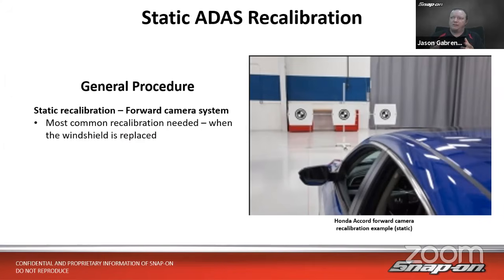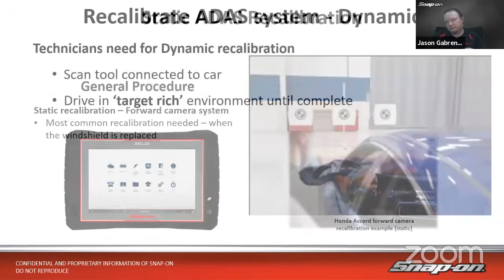For a static recalibration, you'll see those three targets a distance away. Now those are Honda targets. So of course you could also go to the OEM to get these targets as well.